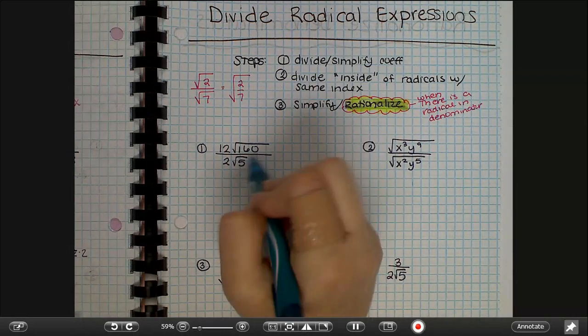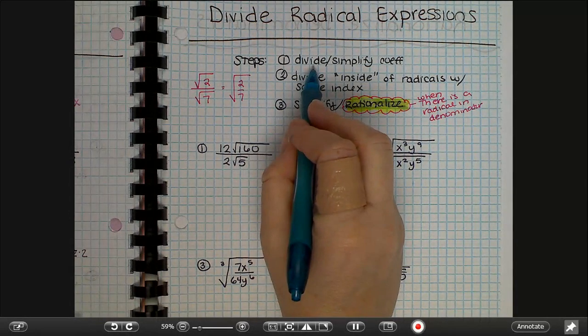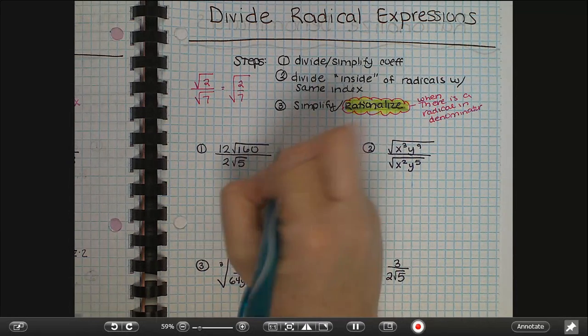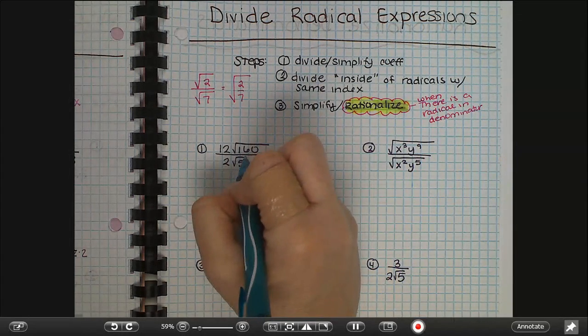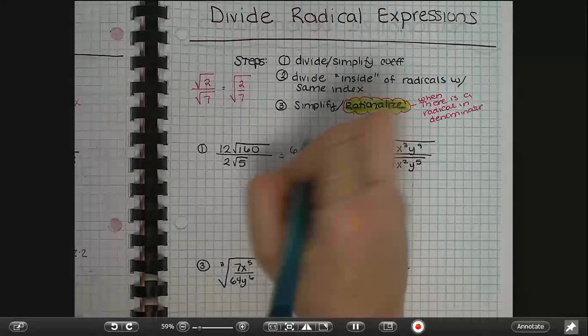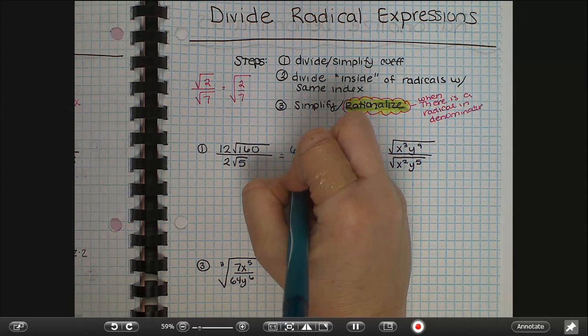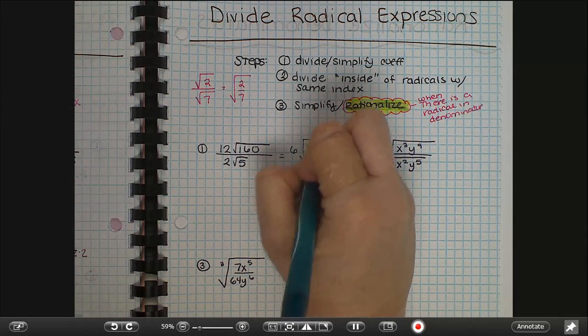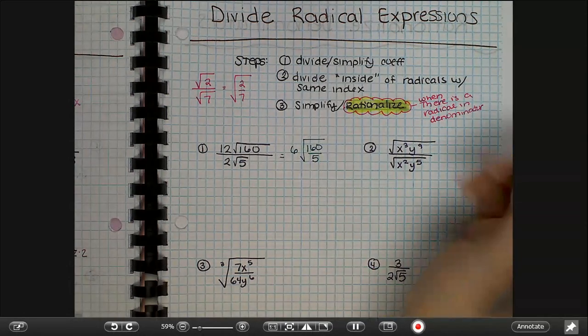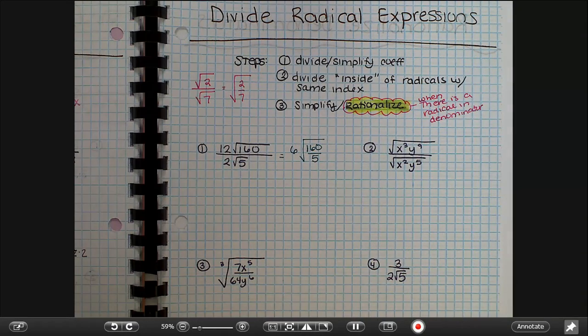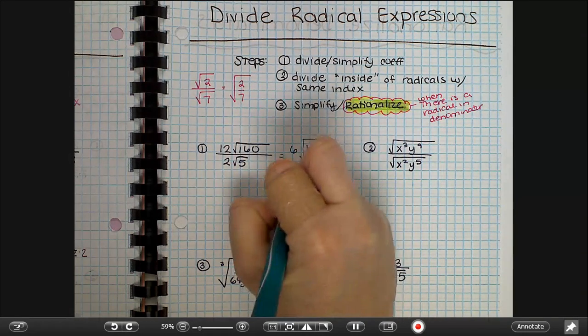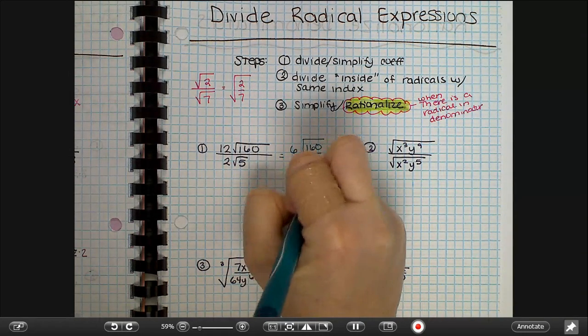This one's the simplest type of example. So we're going to divide the coefficients. So that's going to be 6. And then we're going to divide the inside of the radicals. So basically what you're looking at is this problem. All right. And 160 divided by 5 is 32. So we have 6 root 32.